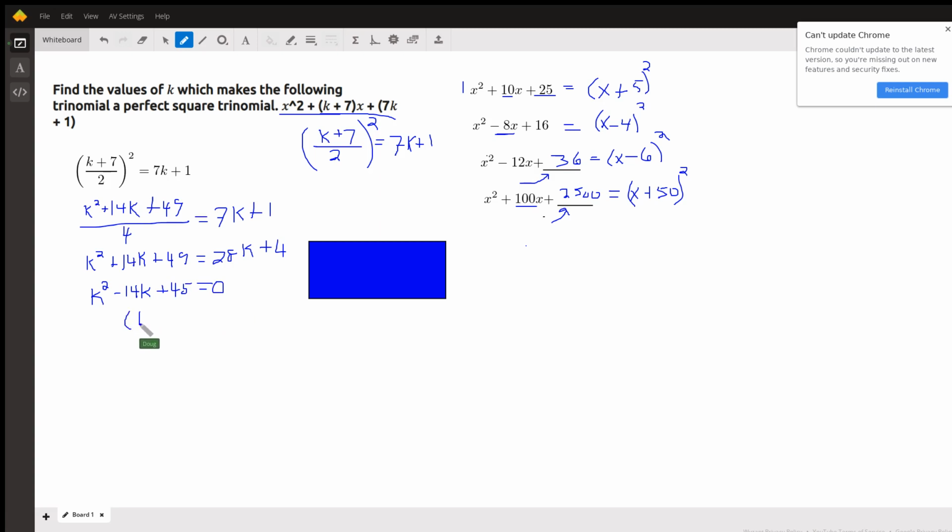I can see pretty quickly that this factors into k minus 5 times k minus 9. So the values of k that make this a perfect square trinomial are k equal 5 or k equal 9.